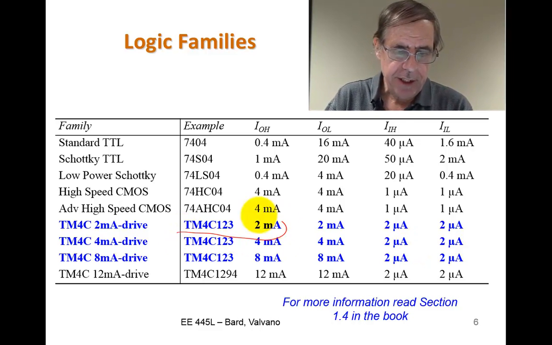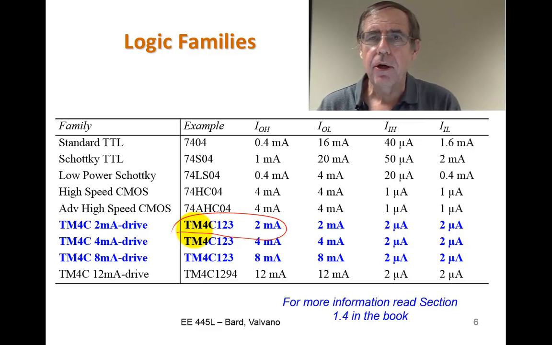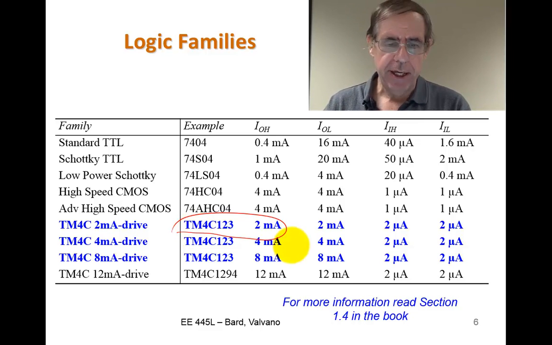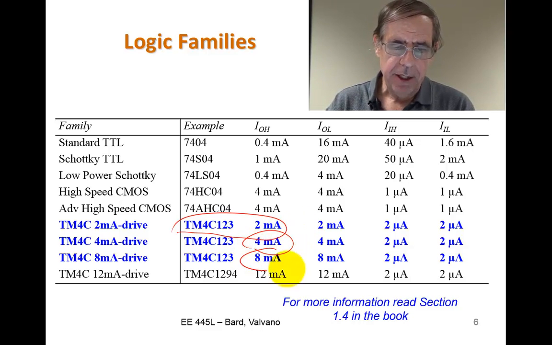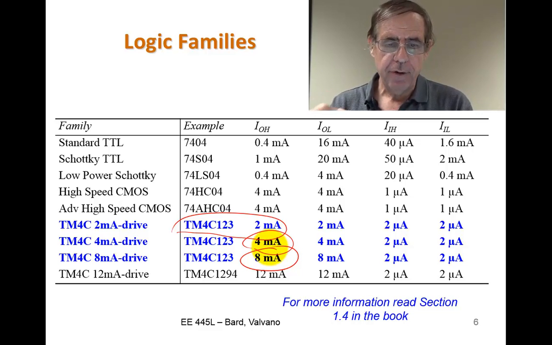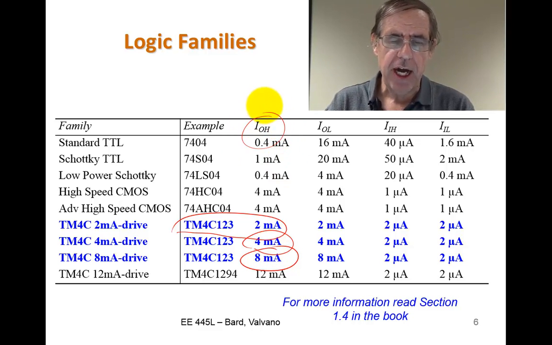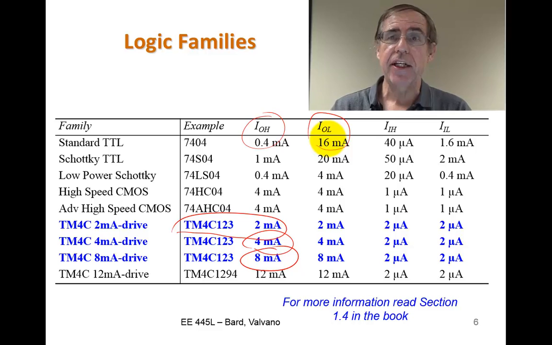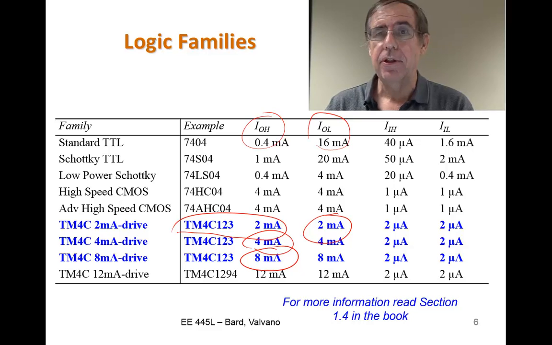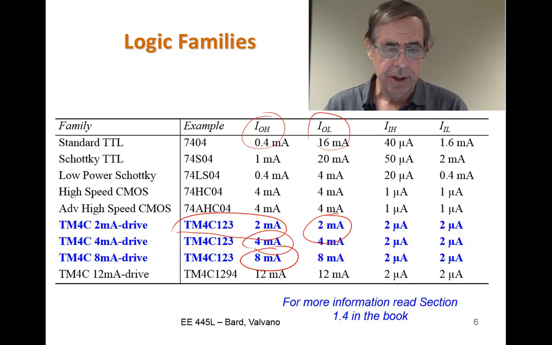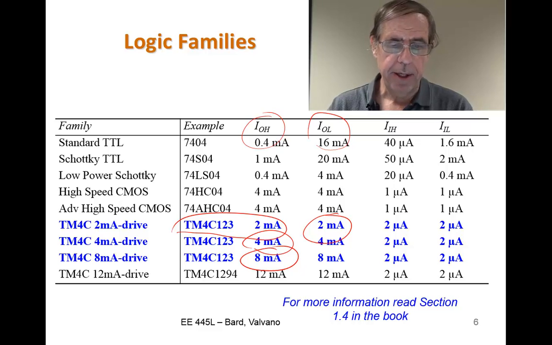Like I said, we have TM4C123, and the output low currents are about 2 milliamps. If we want to have more, there's a 4 milliamp mode and an 8 milliamp mode, but for most of our interfaces, we won't change that. And so the maximum current that the output can source when it's high will be 2 milliamps. And the maximum current that the output can sink down to ground will also be 2 milliamps. There are some microcontrollers that can source and sink more current, but ours is either 2, 4, or 8, depending on how we connect it.